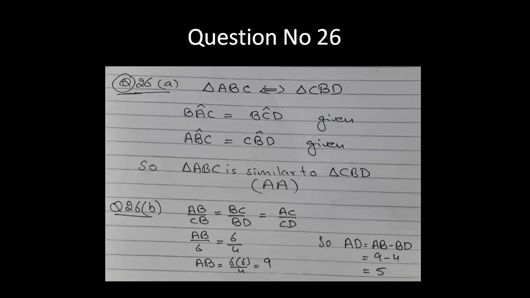Okay, so we are comparing the two triangles, triangle ABC with the triangle CBD. The BAC angle is equal to the BCD angle, that is given. The ABC angle is equal to the CBD angle. The word should not be given, it should be written as common. It was the common angle to both the triangles.